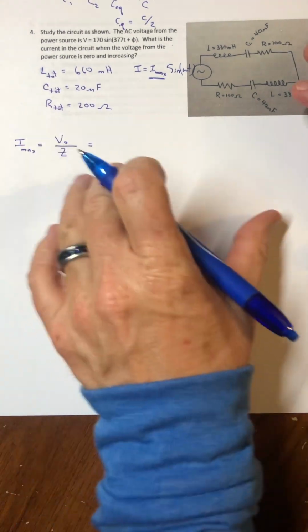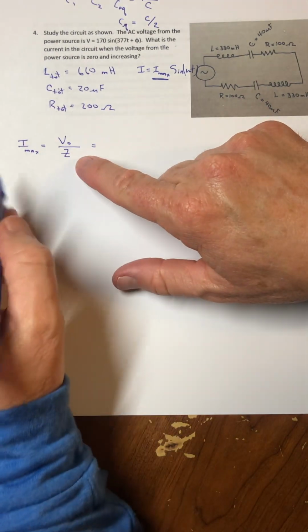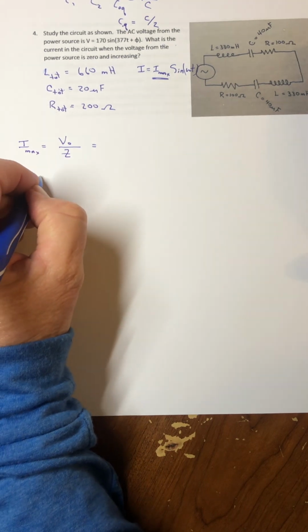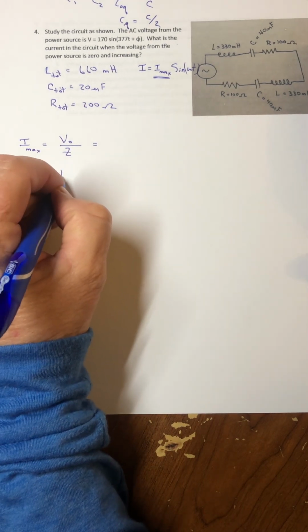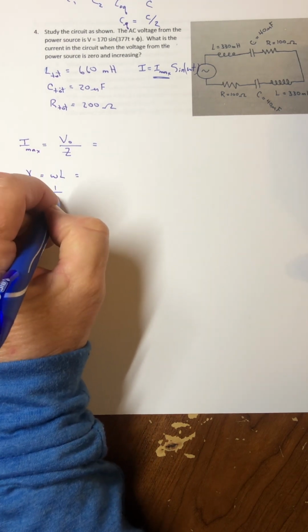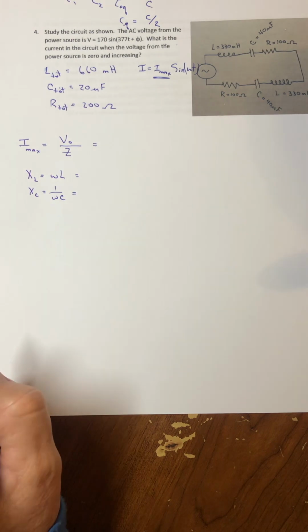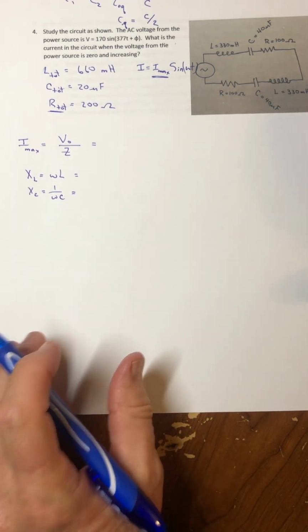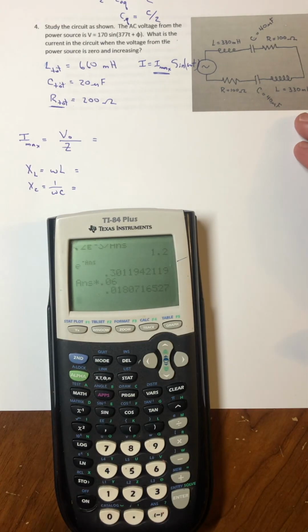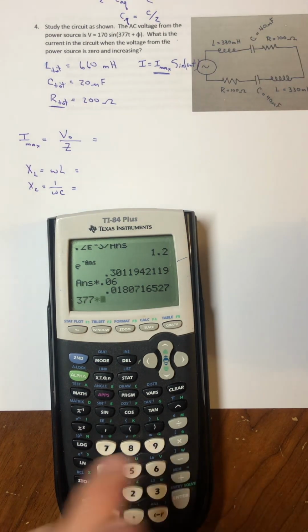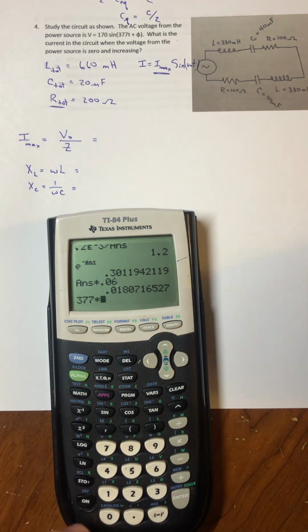So I'll calculate this, but I got to get that impedance first. And so why don't I do this? What is the reactance of the inductor? And what is the reactance of the capacitor? And as I already said, I already have the resistance.